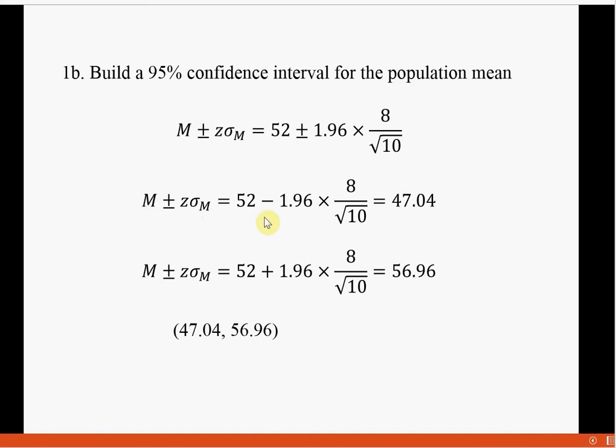So you complete these two calculations. One time you calculate the lower bound, the other time you obtain the upper bound, and then you obtain this interval. Make sure to express this interval correctly.